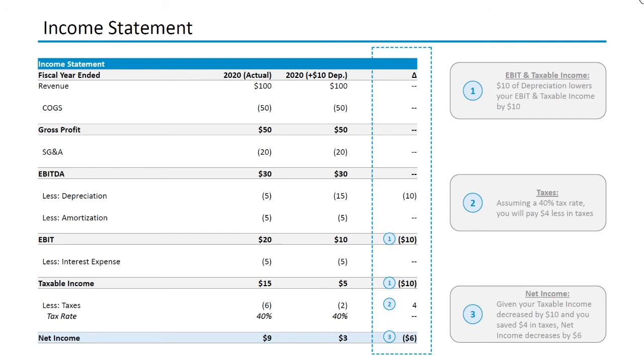So starting off, you'll notice that EBIT, or earnings before interest and tax, as well as taxable income, is lowered by $10 because of the additional $10 of depreciation expense. And second, our taxes are also reduced by $4, assuming a 40% tax rate. So given our taxable income decreased by $10, but our taxes also decreased by $4, net income only gets impacted by negative $6.